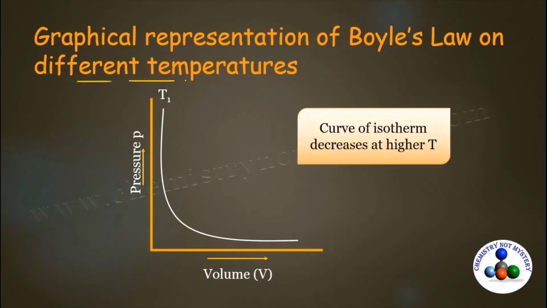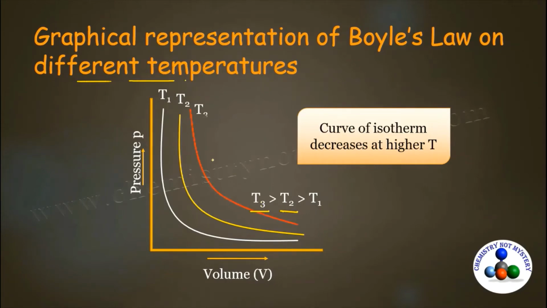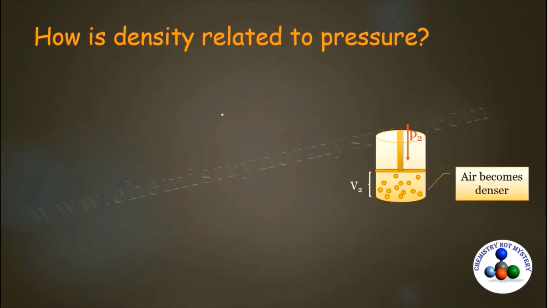On increasing the temperature, the curve of the isotherm decreases. So when we increase the temperature from T1 to T2, you will get this curve, with lesser slope than before. When we further increase the temperature to T3, the slope of the curve will reduce further and you will get this curve. Now let's see how density is related to pressure.